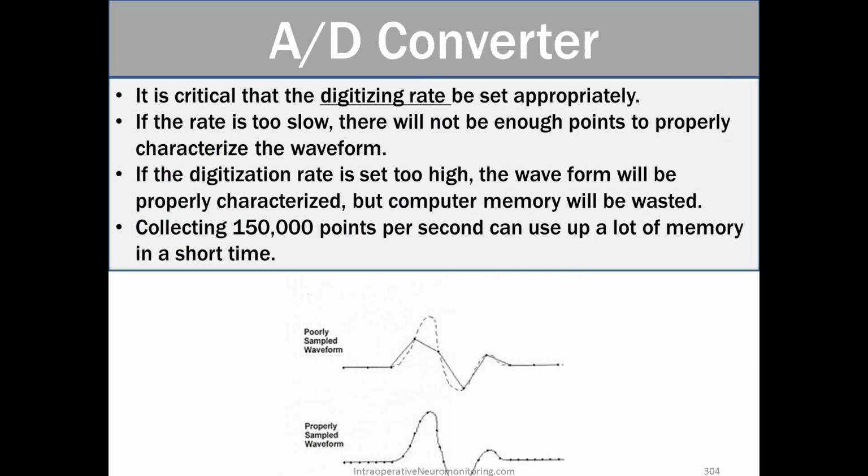AD converter, it is critical that the digitized rate be set appropriately. If the rate is too slow, there will not be enough points to properly characterize the waveform. If the digitization rate is set too high, the waveform will be properly characterized, but the computer memory will be wasted. Collecting 150,000 points per second can use a lot of memory in a short time.